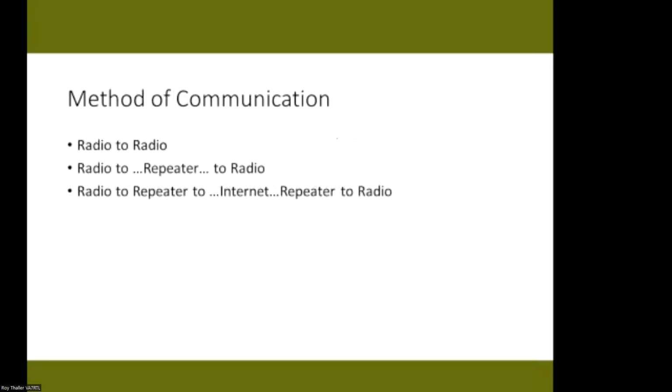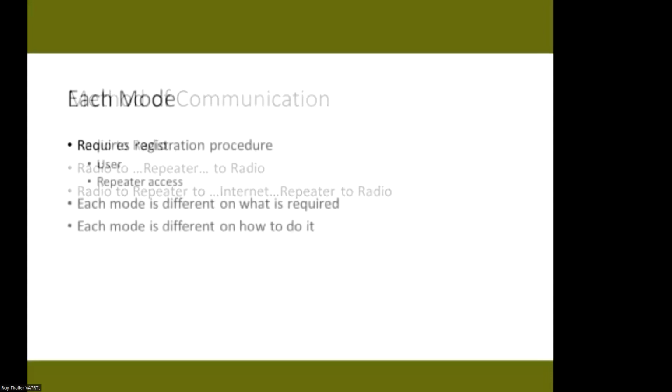So there's a number of ways of communicating. One is radio to radio. The other one is radio to repeater to radio. And the other one is radio to repeater to the internet, back to a repeater and back to the radio. Now, due to the lack of radios, repeaters and setups, they've developed another technique.